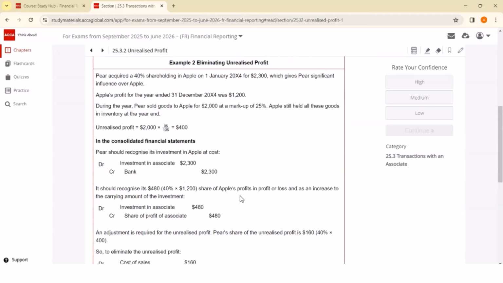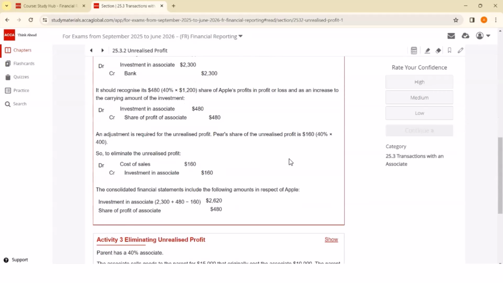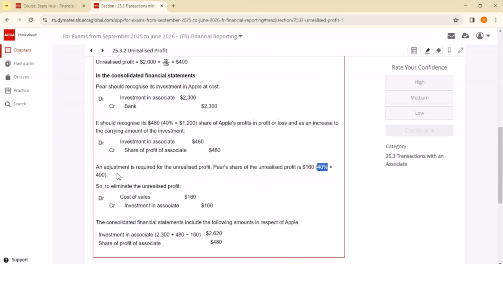There is a very good question with respect to this in the ACCA study hub. You can see it over here that they have given a situation with 40% holding, acquisition was done, there was significant influence, and then during the year there was an intra-group sale. We first calculate the unrealized profit on this intra-group sale. This is just like any other calculation of unrealized profit. Once that has been calculated, then we need to identify that based on our percentage holding, we need to eliminate the unrealized profit. So the total unrealized profit that had come up was 400.